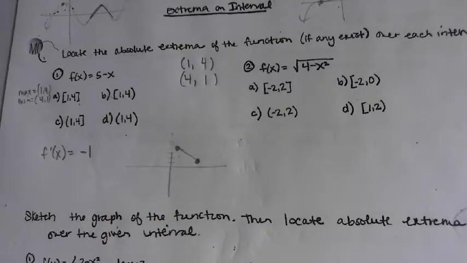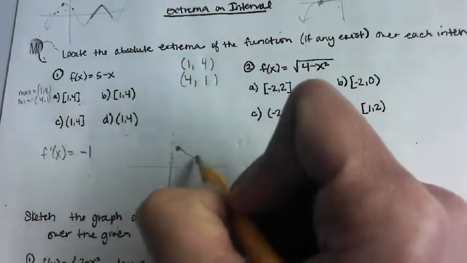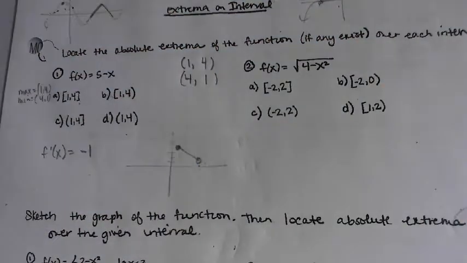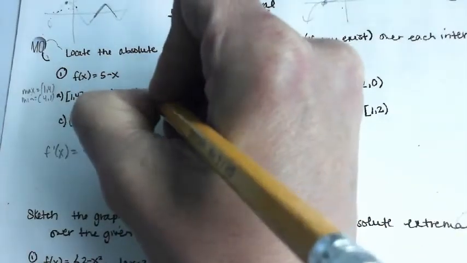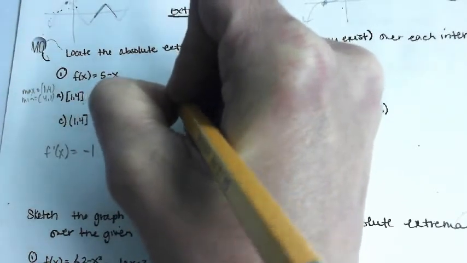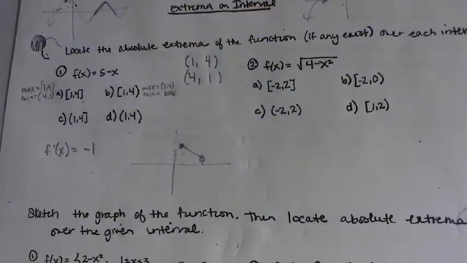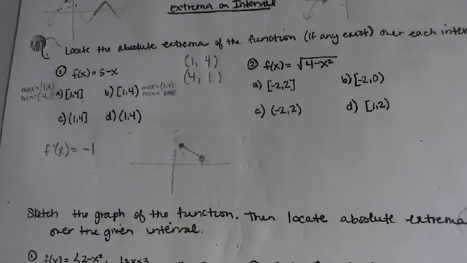On part B, if this was a solid circle and this now was an open circle, our absolute max is still (1, 4), but the absolute min does not exist. It's getting infinitely close to (4, 1), but it's never actually going to touch it, and you couldn't define the lowest point it ever gets to.